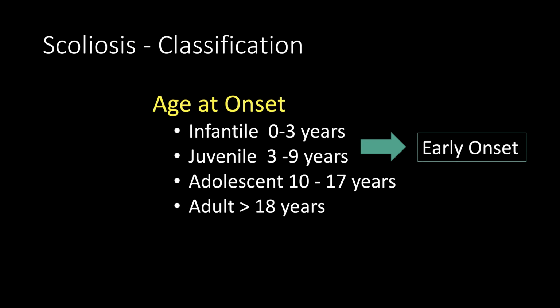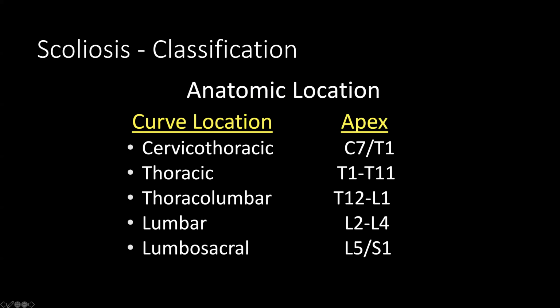We can classify further by age at onset. So infantile and juvenile have become lumped into this early onset group. Adolescent up to 18 years, and then adult or de novo onset degenerative scoliosis we see in adults, which is not really part of what we do. The other thing to think about when you're describing an X-ray is the anatomic location, and this is from the SRS lexicon. Cervicothoracic is C7-T1, thoracic has its apex T1 to 11, thoracolumbar is T12 to L1, lumbar is below that, and lumbosacral is at the L5-S1 junction.